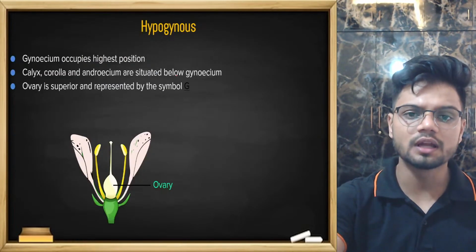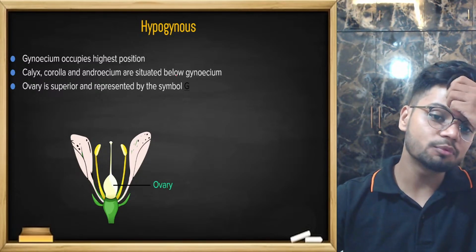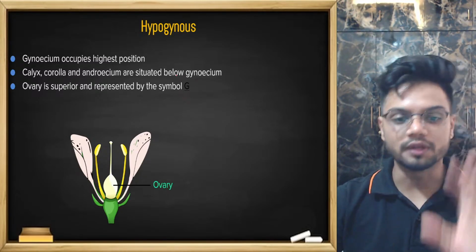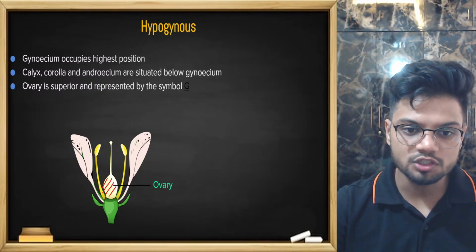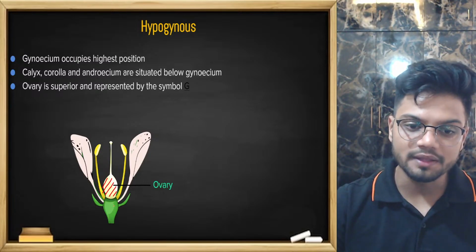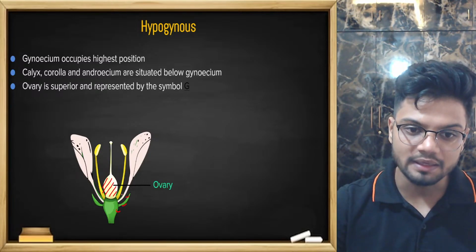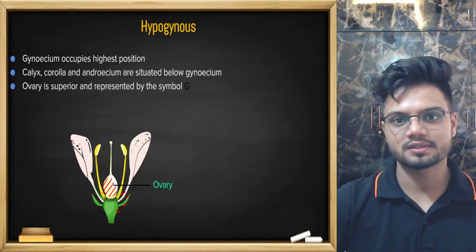Now, what is the meaning of hypogynous? In the case of hypogynous, first look at the position of the ovary. See here, this is the position of the ovary. Tell me, isn't it like sitting on a throne on top of everything and all the floral appendages? It could be thalamus, sepals, petals, even the stamens. Everything is below it.